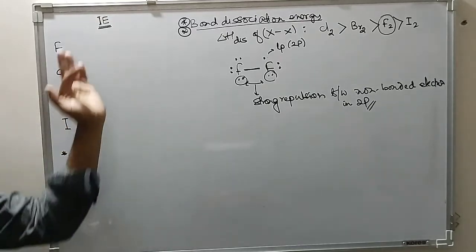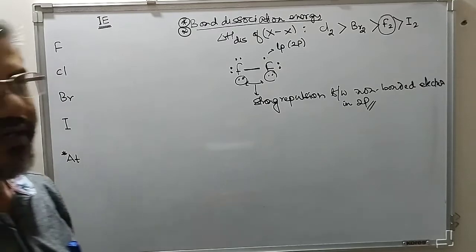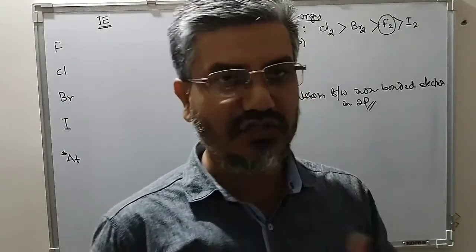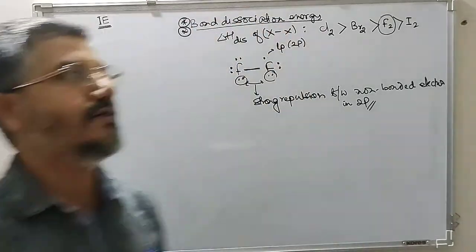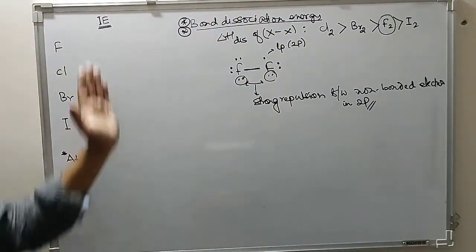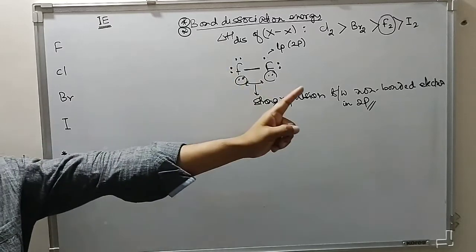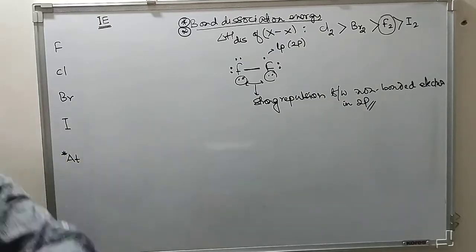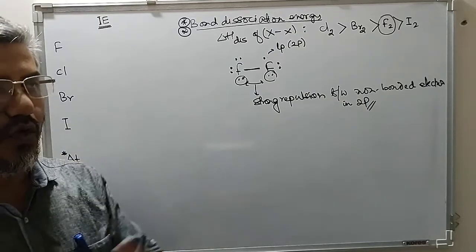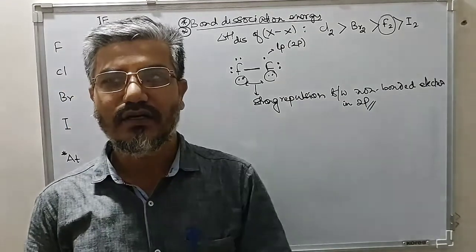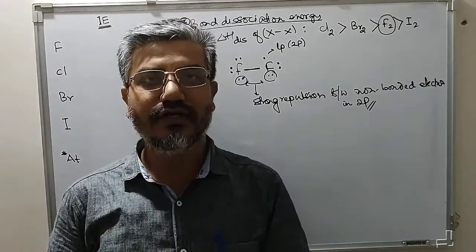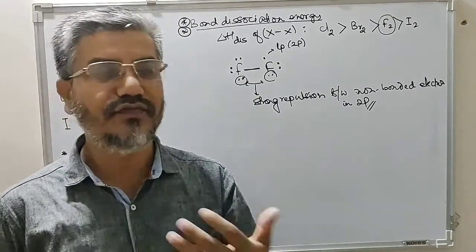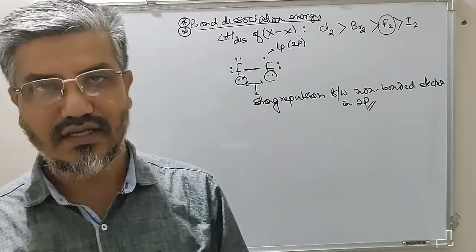Now these elements, fluorine, chlorine, bromine, iodine, these are non-metals. As these are non-metals, the ionization energies of these non-metals are generally very high. And if you look at this, these elements have 7 electrons in the valence shell, so they require 1 more electron to attain a noble gas configuration. As these elements require more electrons to complete octets, their ionization energies are very high.